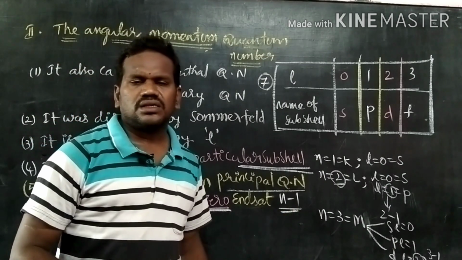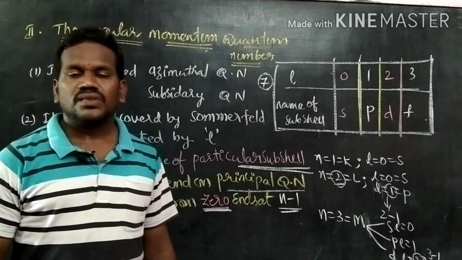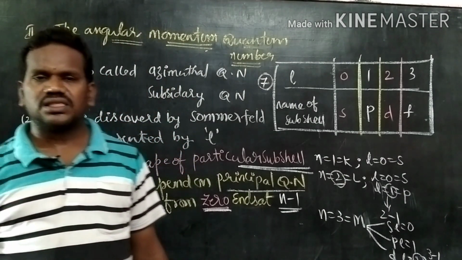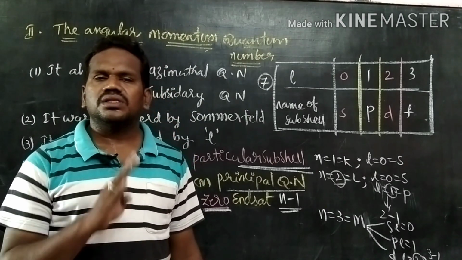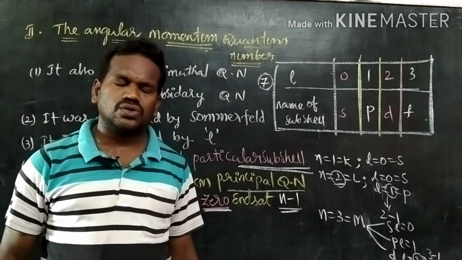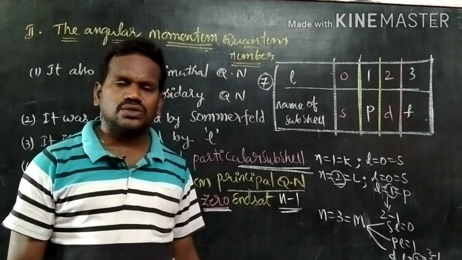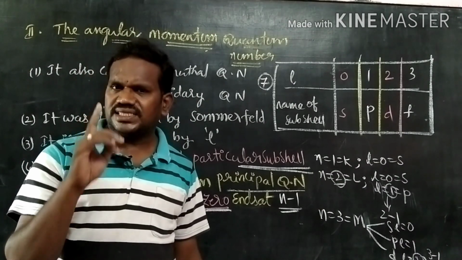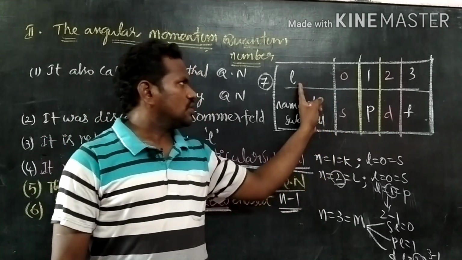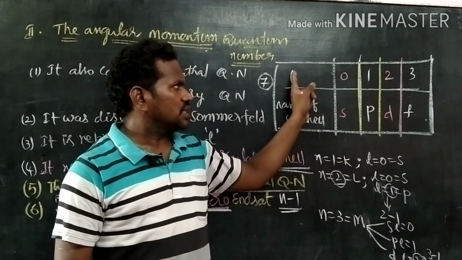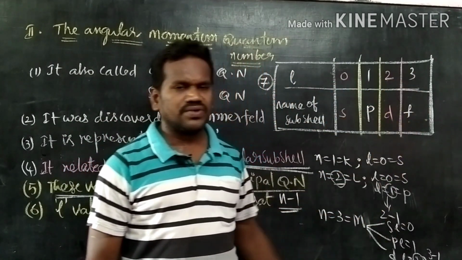These values always start from 0 and end at n minus 1. If you consider n is equal to 4, that is the N level. Now, how many sublevels are there in that? If the principal quantum number is 4, the number of sublevels is also 4, but their values start from 0 and end at 3. L equals 0, S sublevel. L equals 1, P sublevel. L equals 2, D sublevel. L equals 3, F sublevel.